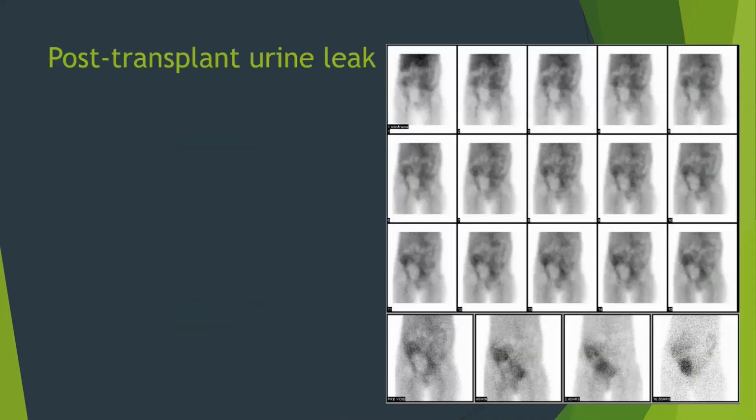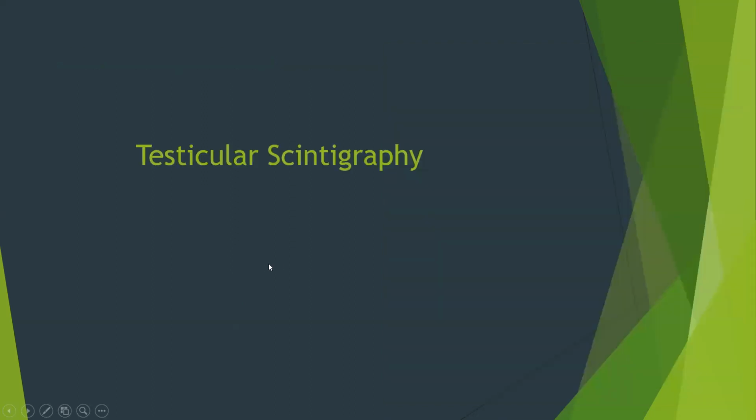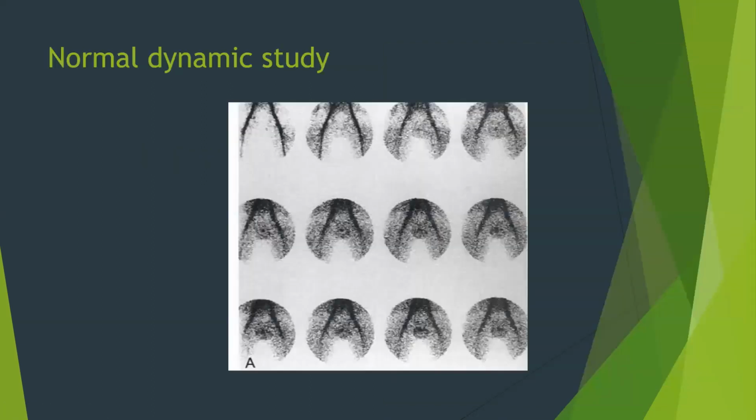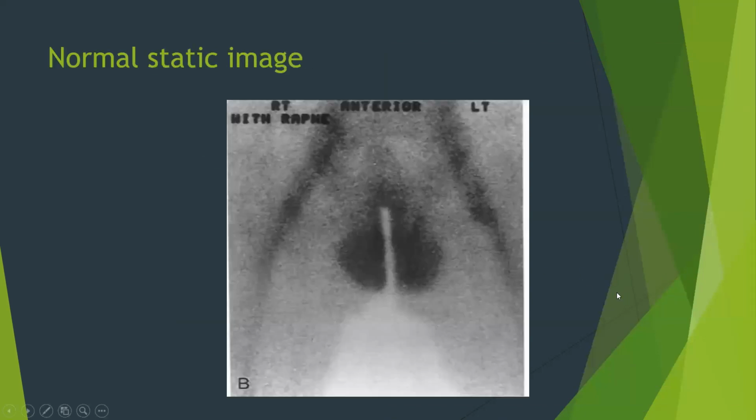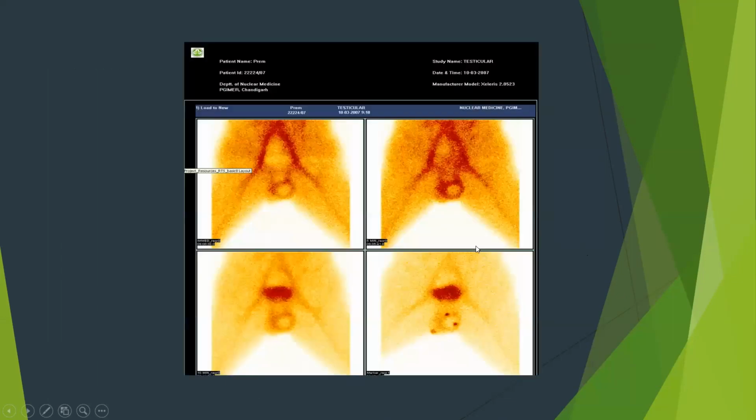This is a case of post-transplant urinary leak. We can see there is radioactive concentration around the transplant. Talking about testicular scintigraphy, this is a normal dynamic study, and this is a normal static image. We can see normal perfusion in bilateral testicles.